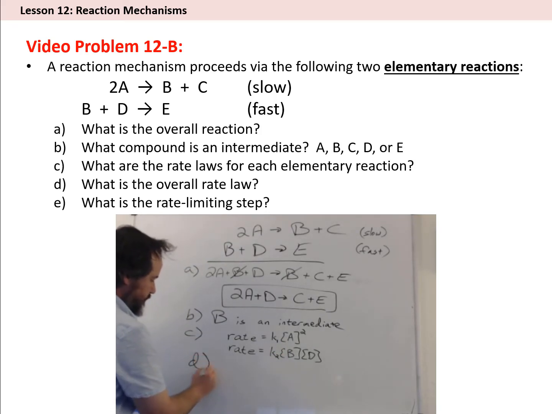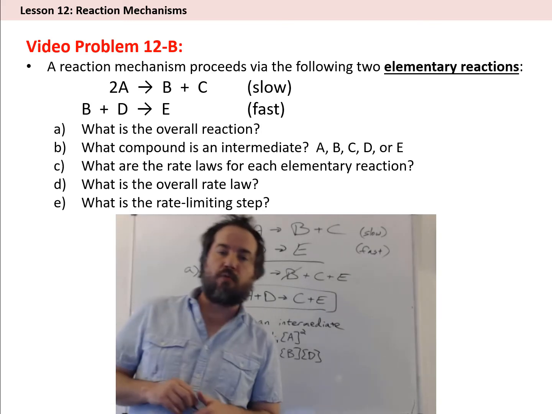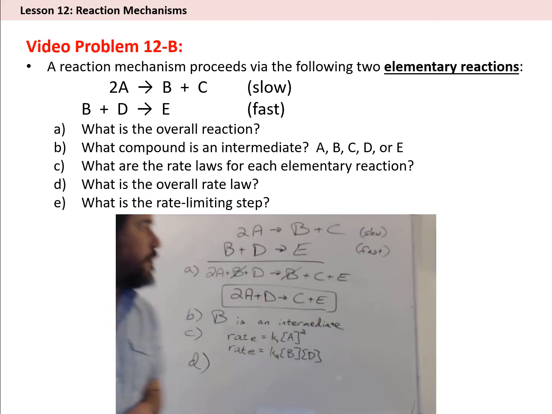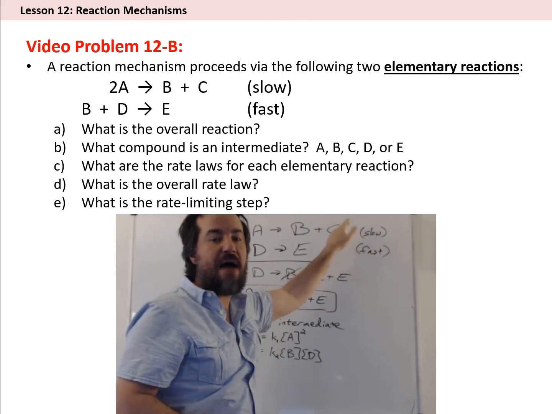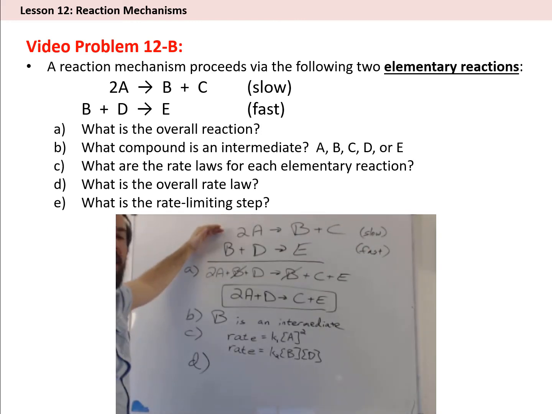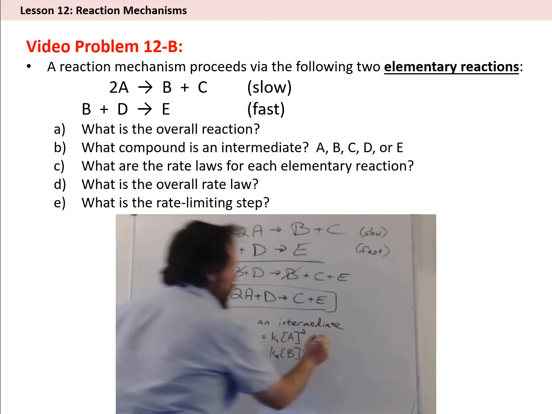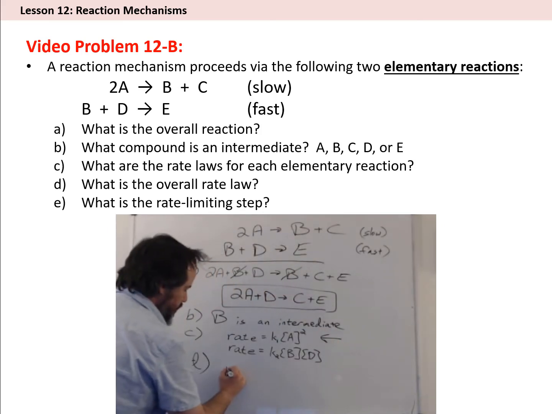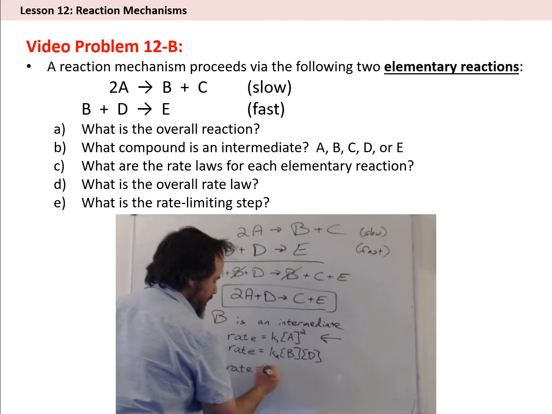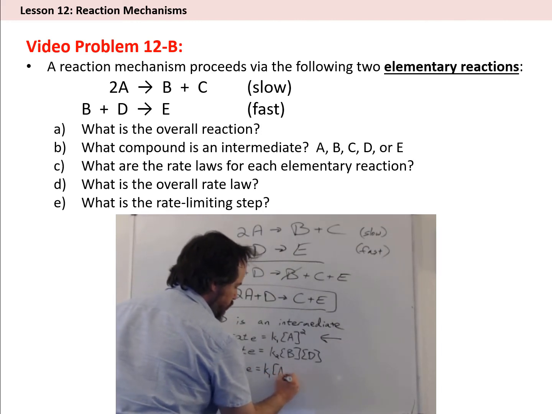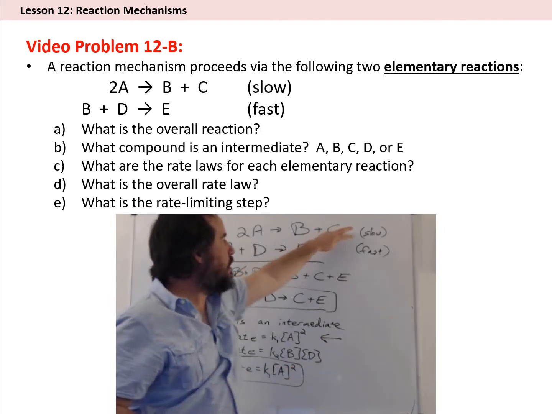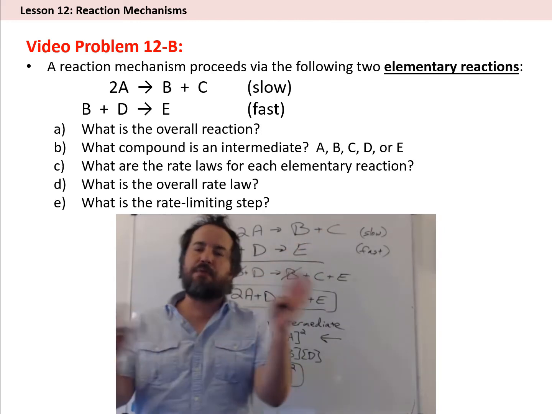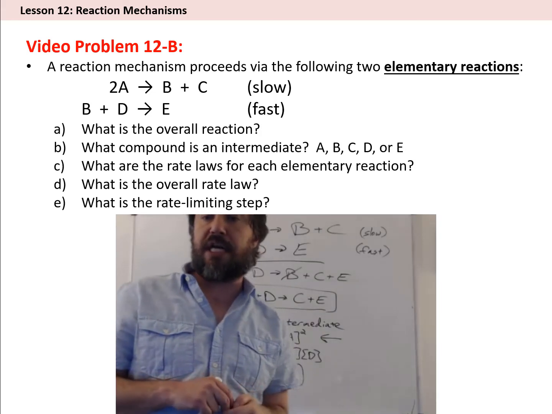Part D asks what the overall rate law is. Well, because the slow reaction is first, that means that this is the one that defines it. Okay? So my overall rate law is only due to this one. So rate equals K1 A squared. Okay? If the slow one was the second one, it would be more complex. We don't deal with those here.